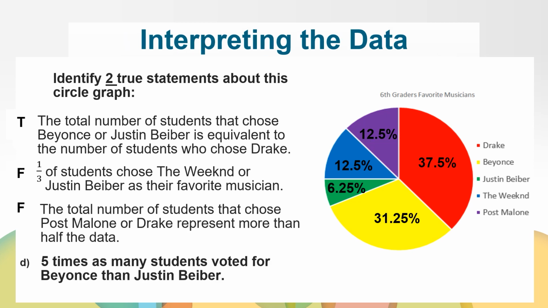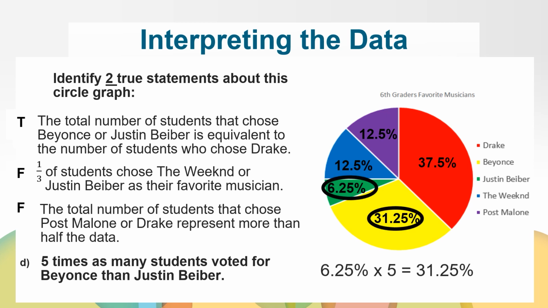Finally, D says 5 times as many students voted for Beyonce than Justin Bieber. To figure this out, I'll need to determine if the votes for Beyonce are 5 times the amount of votes for Justin Bieber. If I multiply 6 and 25/100% times 5, I see that I'll get a product of 31 and 25/100%, which means that this statement is true.